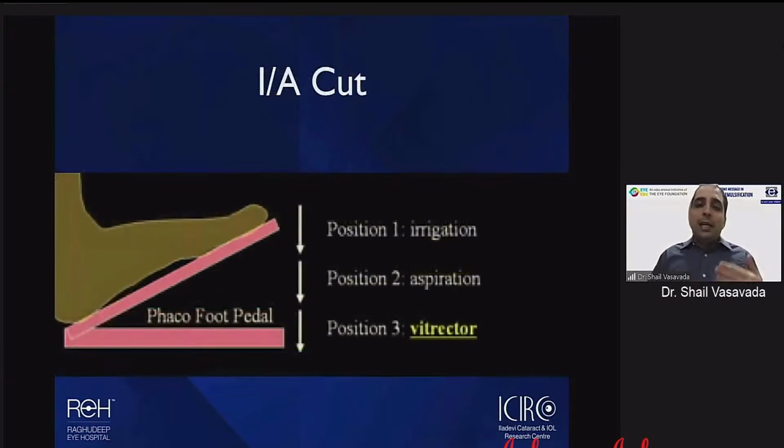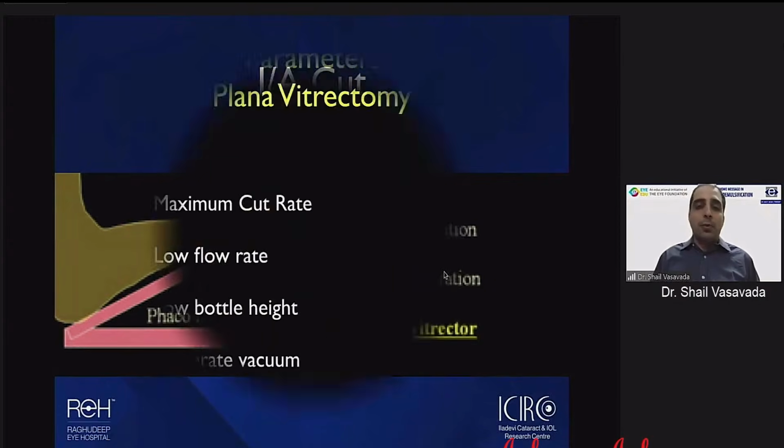Whereas when you are in IA cut, which we would rarely need, we would use this only after vitrectomy if some cortex is remaining in the bag. The first foot position is irrigation, the second is aspiration, and once those things are inside the vitrectomy probe, the vitrector will cut it. So it is dangerous to use IA cut mode when you are doing vitrectomy. It's always best to be in cut IA mode.